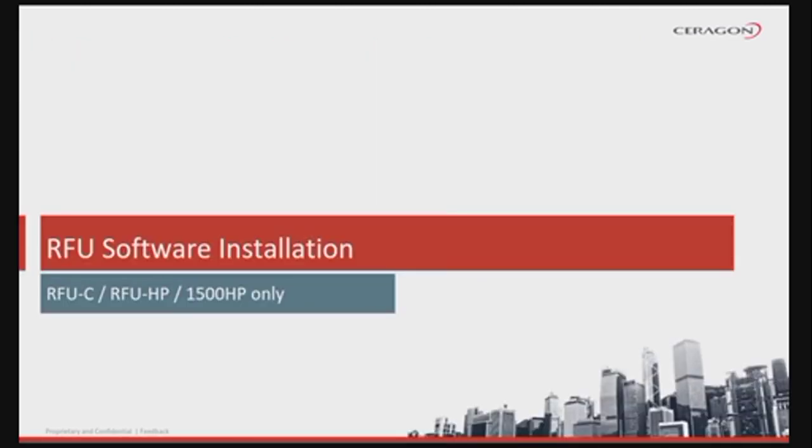In the following, we'll explain the RFU software installation procedure for the IP20 IDU for split mount or all-indoor setups. More precisely, this procedure applies to RFU-C, RFU-HP, and 1500 HP only. If this procedure is not one of your learning objectives, you can skip it.